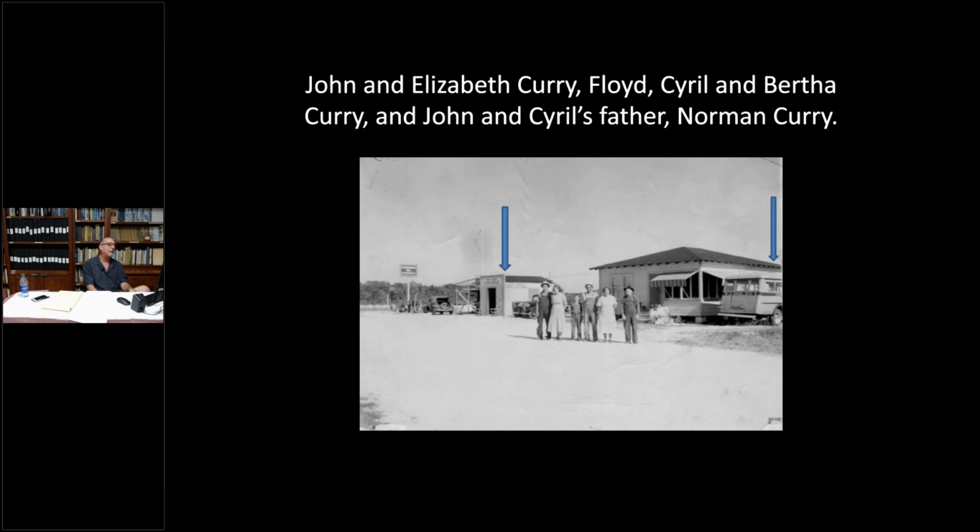Now the family standing out in front, we have John and his wife Elizabeth Curry. Moving left to right, we have John and Elizabeth Curry, Elizabeth who was a Bethel, and then we have Floyd Curry, and then we have Cyril and Bertha. Bertha was also a Bethel, and then we have Norman Curry, who was their father. Norman and his wife had come from the Bahamas, from Cherokee Sound, the Abaco area, moved to Key West, and then moved up into the Rock Harbor area.